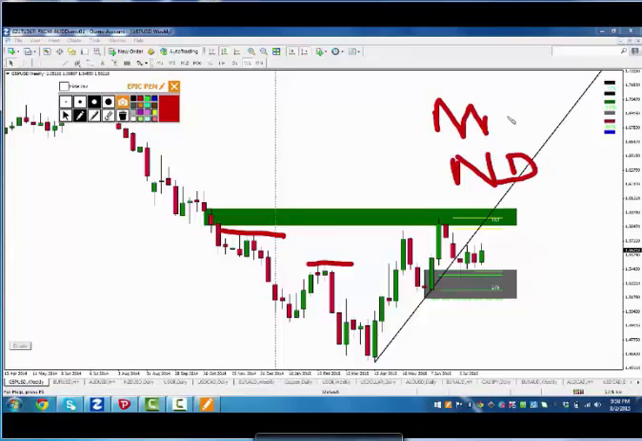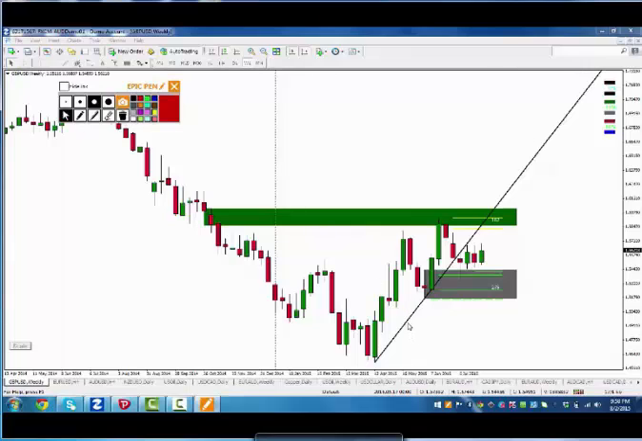So monthly no direction, weekly no direction. What kind of trade setup can we come to from this conclusion? Very easy, it is a location setup. So we look for a location trade. With a location trade we can look to buy or we can look to sell. It all depends on where the current price is.